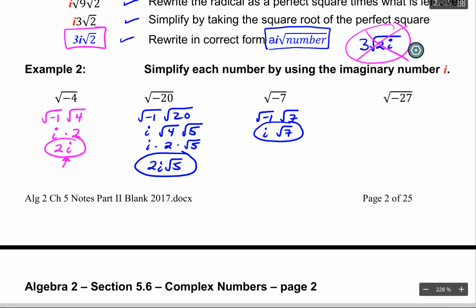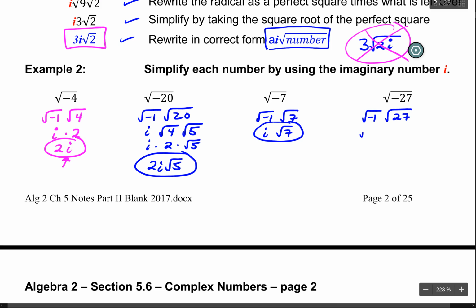The square root of 7 doesn't have a perfect square that goes into it. Let's look over at the 27. The square root of negative 1 times the square root of 27. Can you think of a perfect square that goes into 27? Hopefully you did: 9 and 3. So i times 3 times the square root of 3. So the correct writing of my answer would be 3i radical 3.